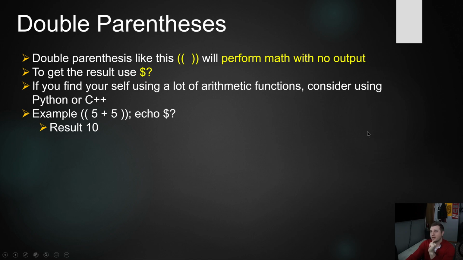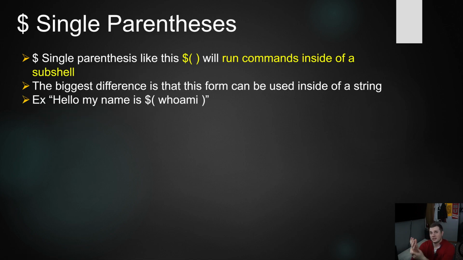Okay, double parenthesis. $, single parentheses. So this is going to run a command inside of a subshell, and basically the only time you're going to be using something like this is if you need it inside of a string. So again, if we're going to use my first name as an example, hello, my name is, I have it as who am I here, but if I put first name there, it's going to print first name, or it's going to echo first name in this case. All right.